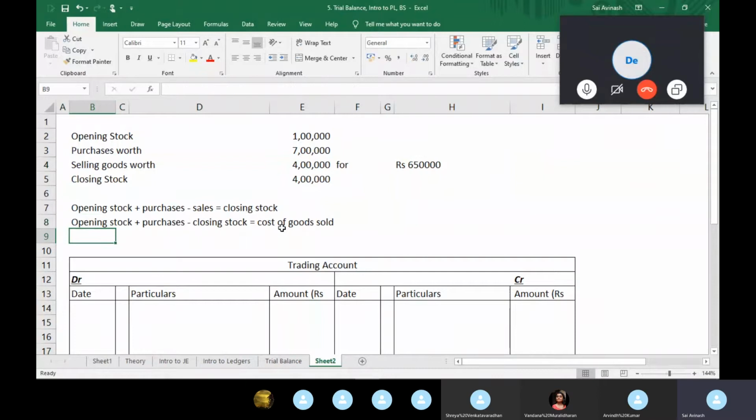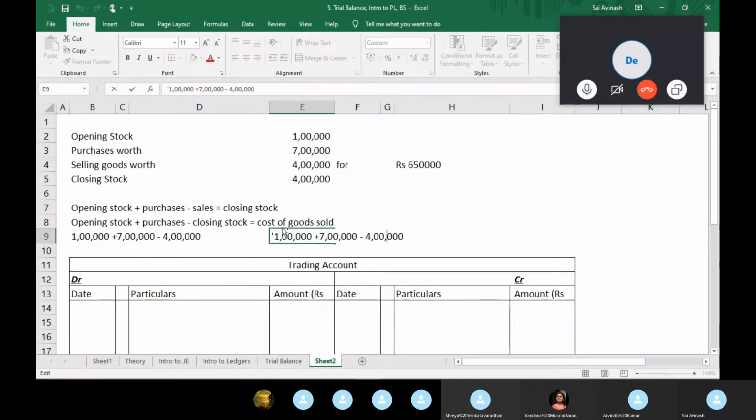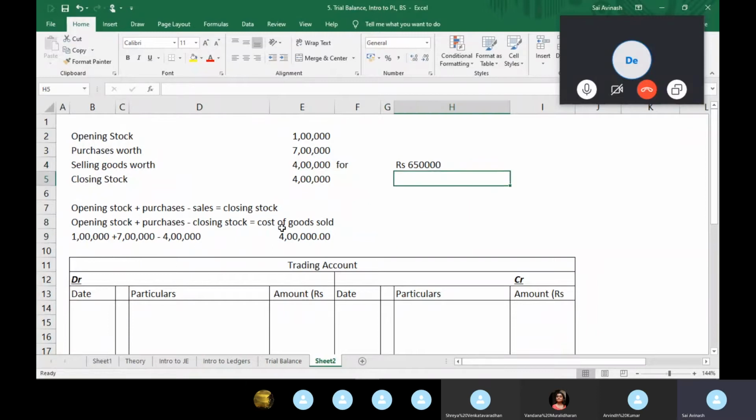So how does this equation work out for me? I'm going to say opening stock, right, which is 1 lakh. 1 lakh. I can actually just go ahead and do that. Plus the purchase, 7 lakhs. Right? Minus my closing stock, which is 4 lakh. And what does that give me? Four lakhs, right? So I've sold goods worth 4 lakhs for 6 lakh 50.